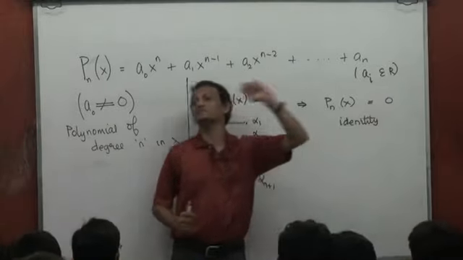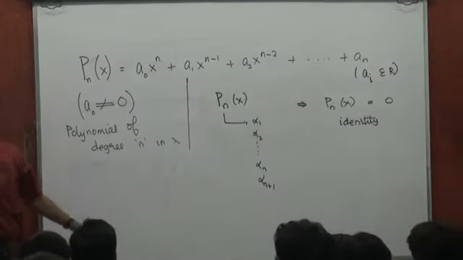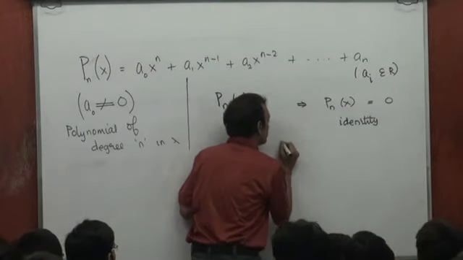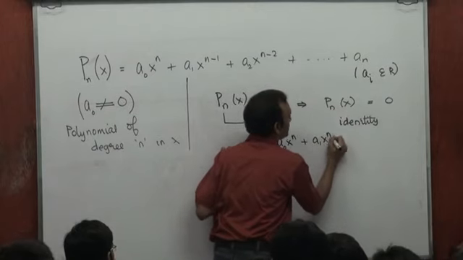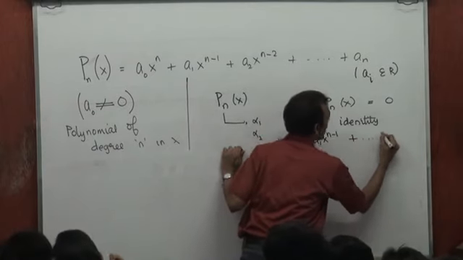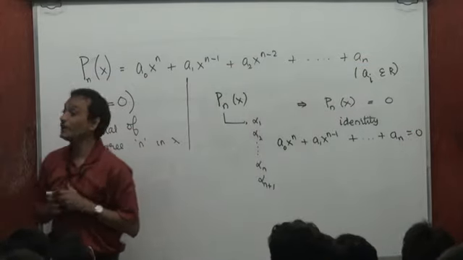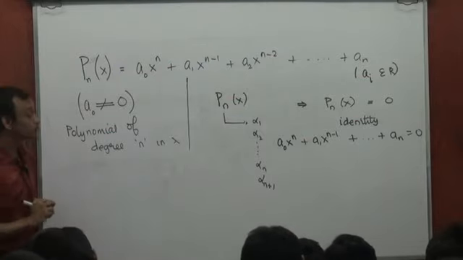So, this then becomes an identity if a polynomial is found to have more than n roots, which means Pn(x) equal to 0, that is, a0 x power n plus a1 x power n minus 1 plus ... plus an equal to 0, will no longer be an equation. It will be an identity. It will be 0 for all values of x.